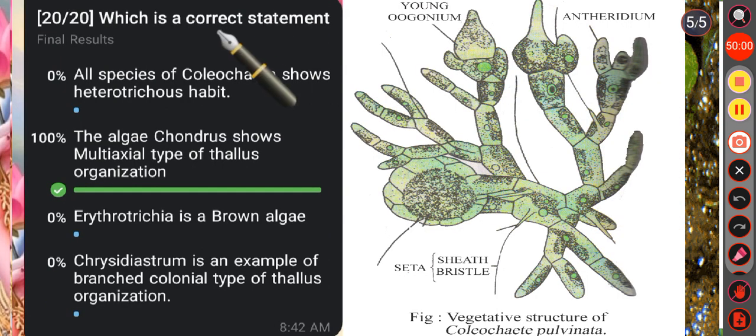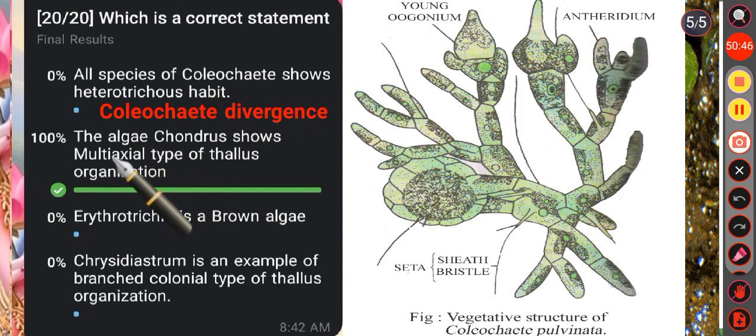The last question, which is a correct statement? Option A, all species of Coleochaete show heterotrichous habit. No, it is not true. Heterotrichous form of thallus organization is well developed in some species of Coleochaete, for example, Coleochaete pulvinata, in which both erect and prostrate systems are present, so called heterotrichous. But in other species like Coleochaete divergens, only prostrate systems are present, but occasionally erect branches may arise. Okay, so option A is incorrect.